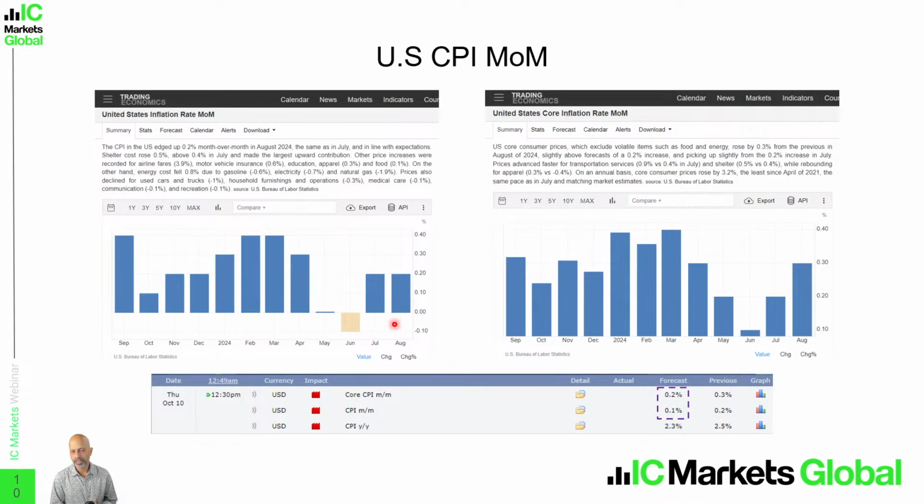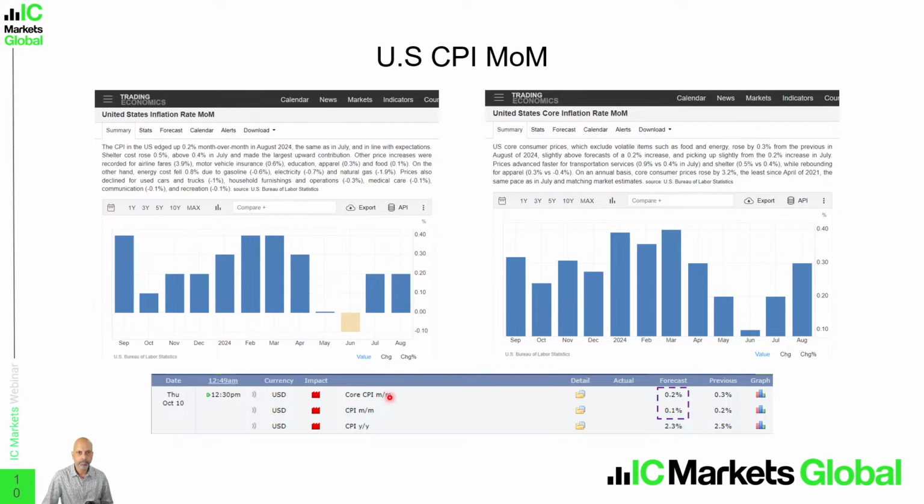Then looking at inflation in the US, CPI data is going to be released on Thursday, 10th of October. That's at 12:30 p.m. GMT. Over here on this slide, I have the charts for monthly inflation for headline CPI on the left, and core CPI on the right. For September, core CPI is expected to rise 0.2%, slightly lower than the 0.3% that we saw in August, while headline CPI is expected to grow 0.1%, also lower than the growth that we saw in August.